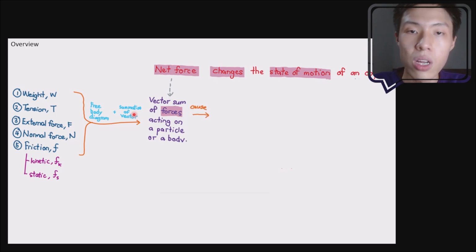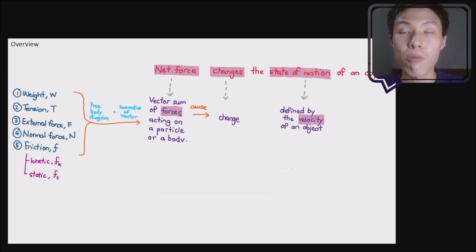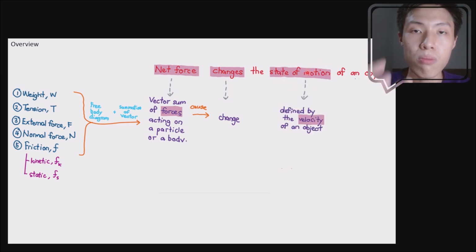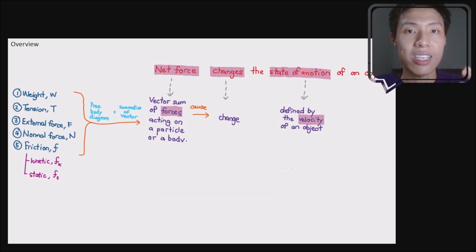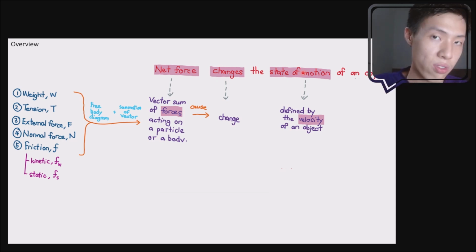Okay, so because we have net force, then it will cause something. So what does it cause? It causes a change. Net force will cause some change to the state of motion. State of motion means what state the motion of an object is. So if the object is moving at 5 meters per second to the right, 5 meters per second to the right is the state of motion of the object. The object is in motion in what kind of state? 5 meters per second to the right.